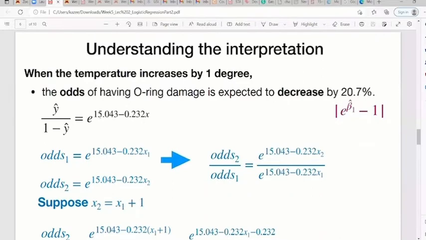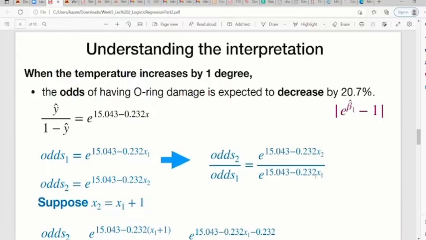Now, I'm going to demonstrate something to you because we've been talking about when the temperature increases by 1. Let's consider an increase of 1. I want to show you how this is actually derived, and why we have to use this. Let's say we have odds 1. We write this one and plug in x1, and we write odds 2 and plug in x2. We want to find the ratio of the two. Initially I was at x1 and now I'm at x2.